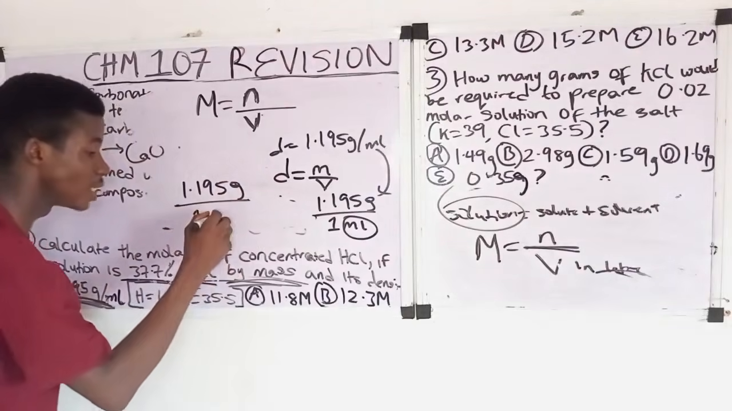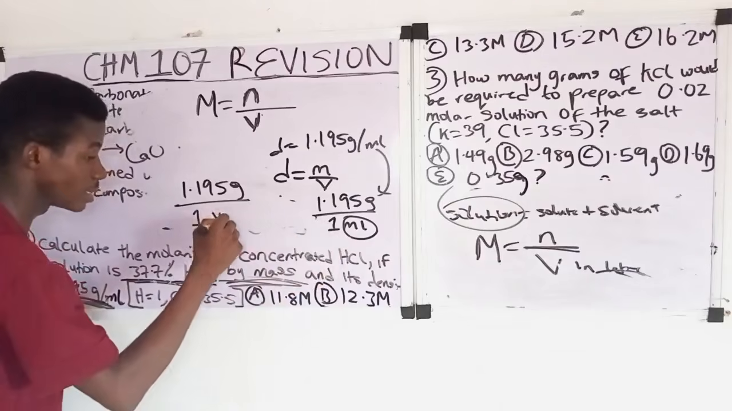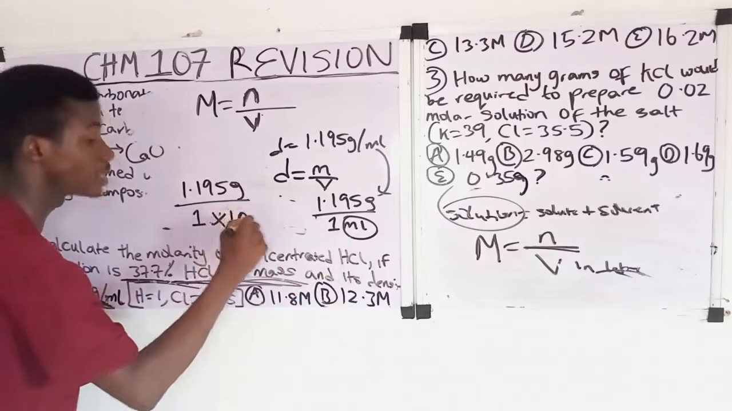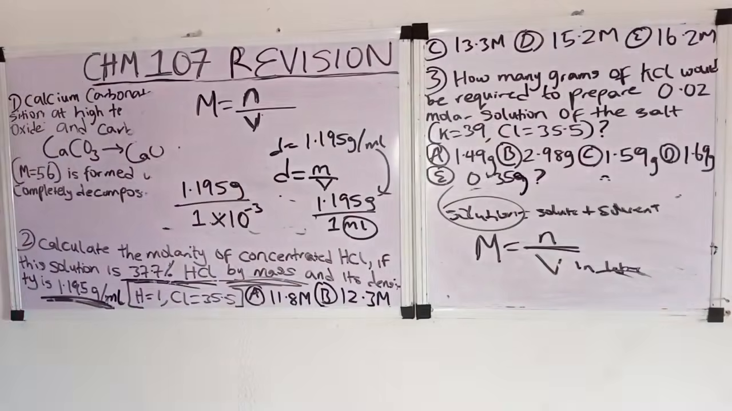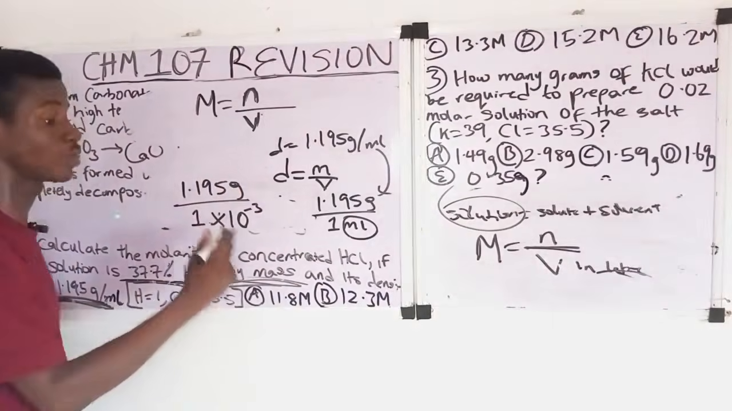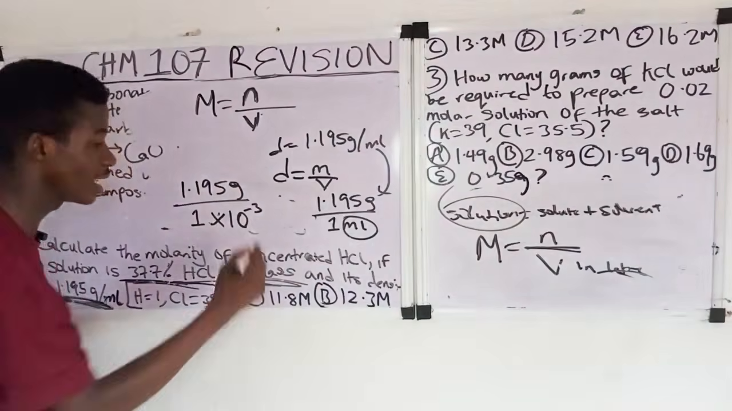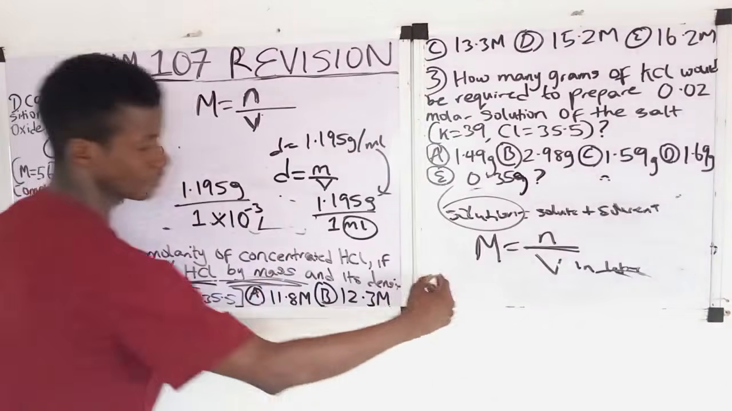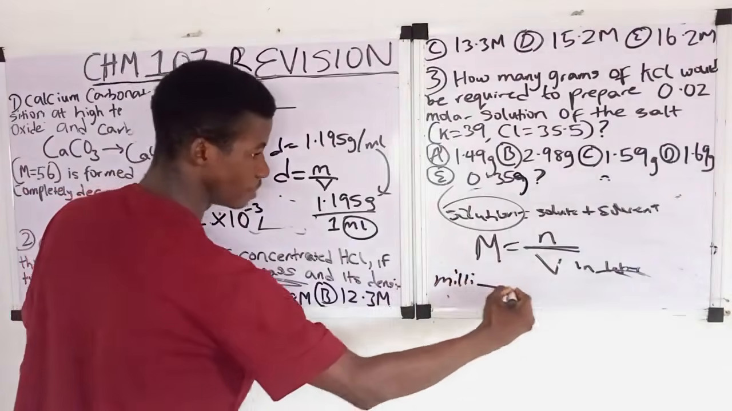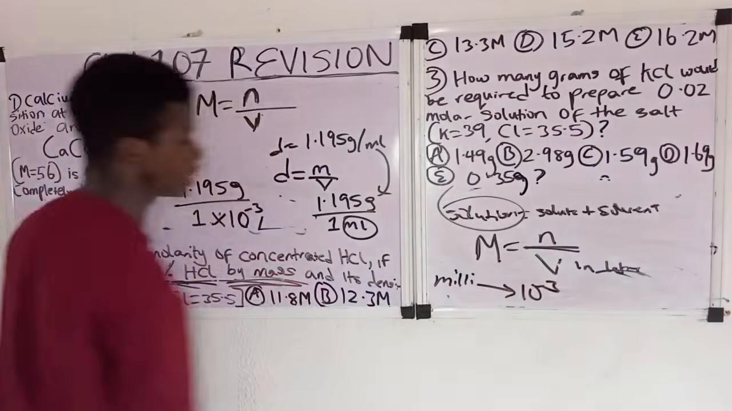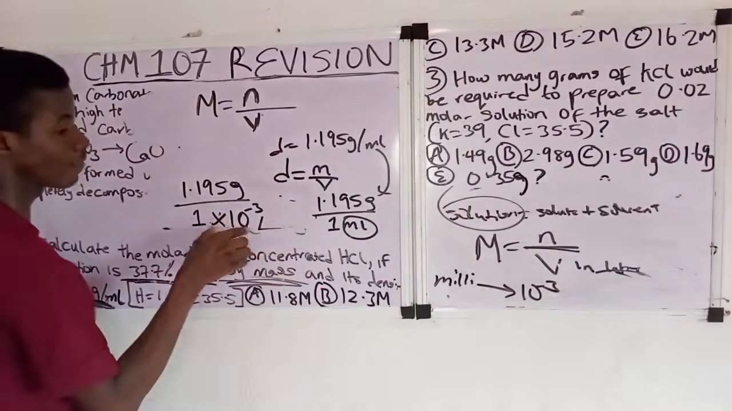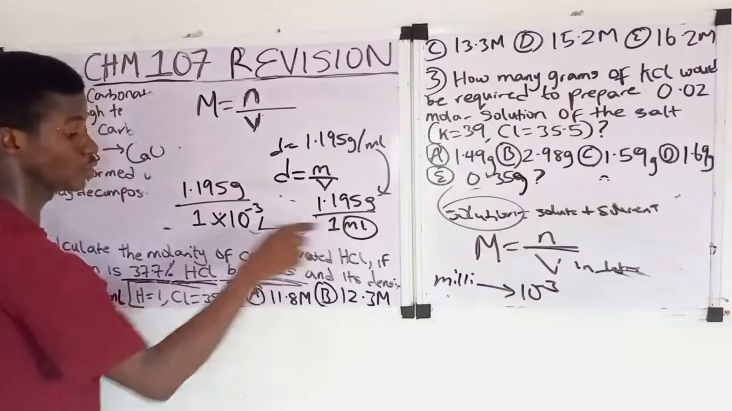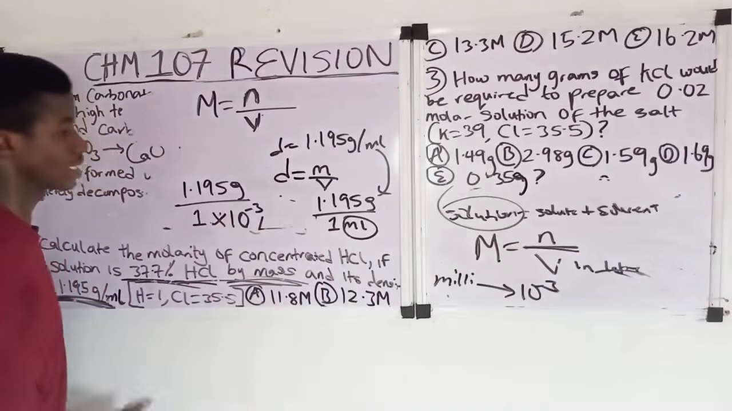Milli is 10 raised to the power minus 3. Then per liter there. Milli means 10 raised to the power minus 3. So we have successfully converted from mil to just liter, right? Yes.